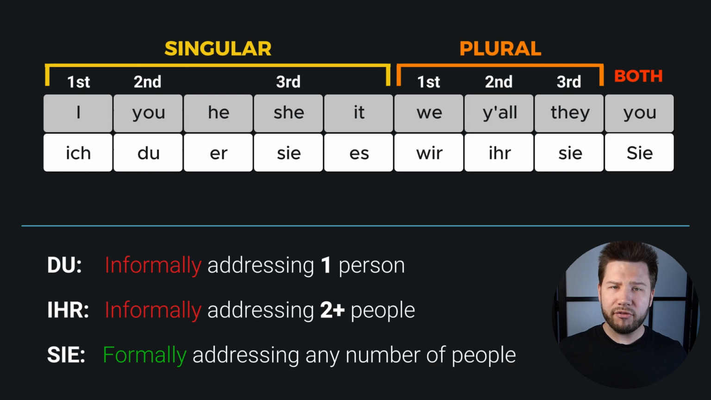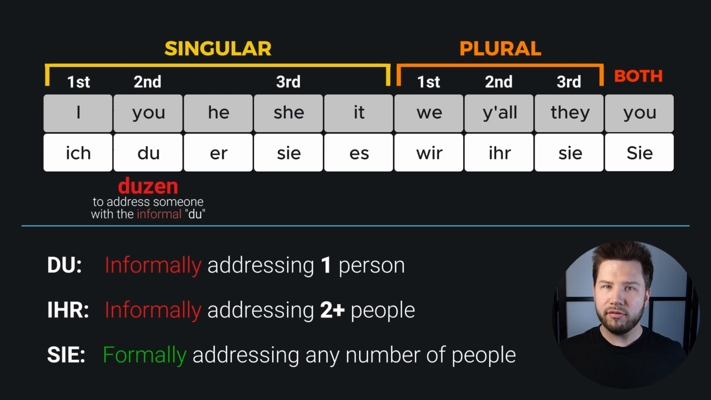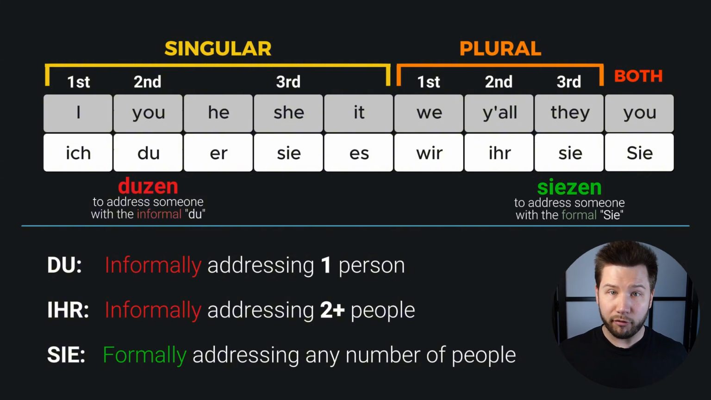One last thing about honorifics, we actually have two verbs that express the form of address. Duzen for informal speech and siezen for formal speech. But I'll get into the specifics of German formality in a later video. Alright, are you ready for some examples? Let's come up with something interesting.